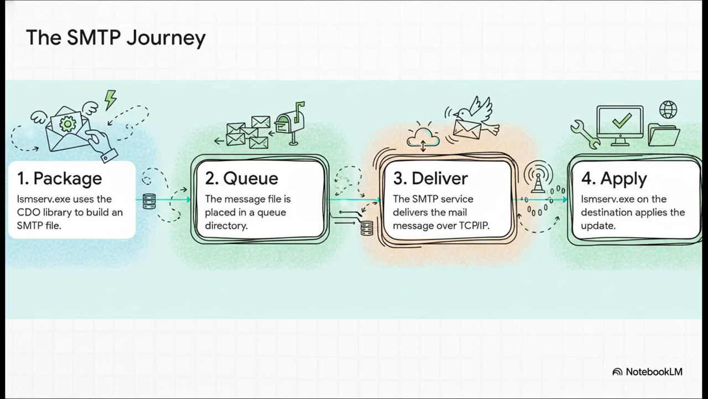First, the update is packaged into a file, kind of like a letter. Then it's placed in a digital mail queue, just like letters sitting in a post office box waiting for pickup. The mail service then comes along, grabs it, and sends it on its way. At the destination, the receiving server's own mailroom clerk, ismserve.exe, opens it up and applies the update. It's a classic store and forward system built for reliability when speed isn't the number one priority.